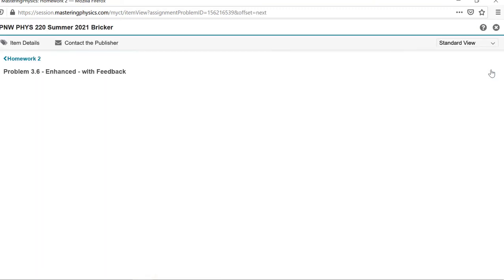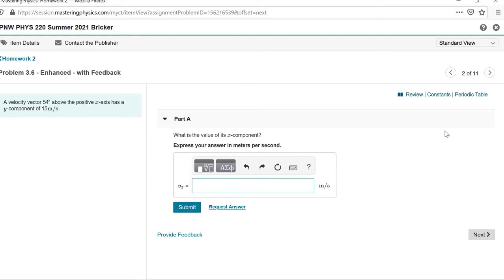So this is about chapter 3, which is two-dimensional motion. We have to be able to do a little bit with vectors here. A velocity vector 54 degrees above the positive x-axis has a y component of 15 meters per second. What is its x component? All right, let's take a look at this and then do a little review of trig.